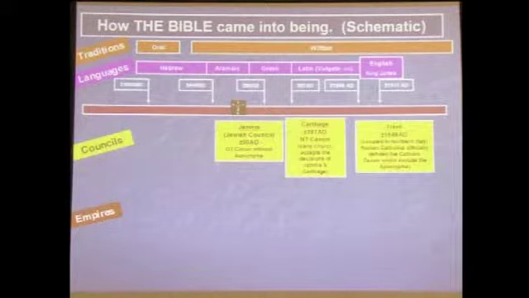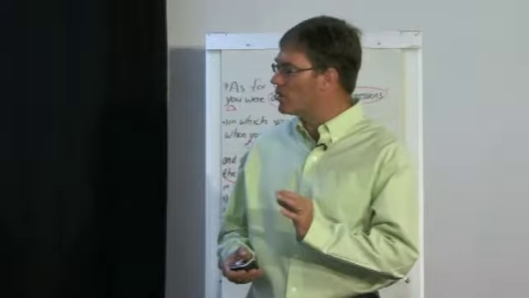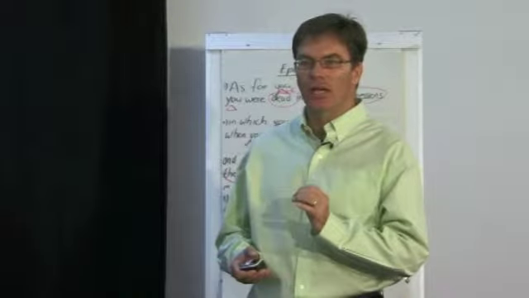The third one is at Trent, 1546 AD. Now, Trent is located in northern Italy. The Roman Catholics officially defined the Catholic canon, which included the Apocrypha. So that is the snapshot of the councils. Then the empires in this process. You first have the Assyrian Empire, the Babylonian Empire, the Persian Empire, and then the Greek Empire with Alexander the Great, and then the Roman Empire. This is just a snapshot of the pages to follow: traditions, languages, councils, and empires.